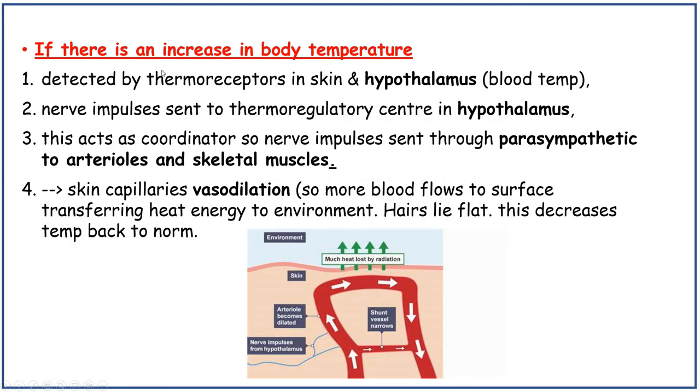If there is an increase in body temperature, this is detected by thermoreceptors in the skin, and the hypothalamus detects the blood temperature. Nerve impulses are sent to the thermoregulatory centre in the hypothalamus. This acts as a coordinator, so nerve impulses are sent through the parasympathetic, because you want to cool it down, to the arterioles and skeletal muscles. The skin capillaries vasodilate, so more blood flows to the surface, which transfers more heat energy to the environment. And also the hairs lie flat, which decreases the temperature back to the normal.